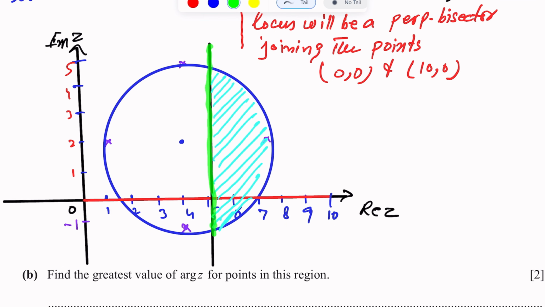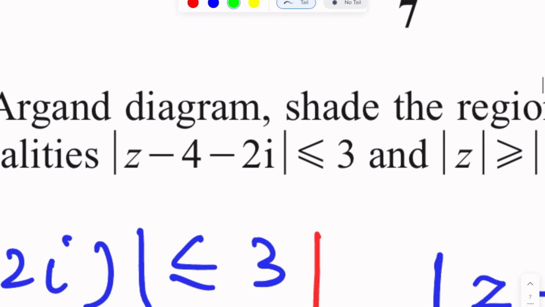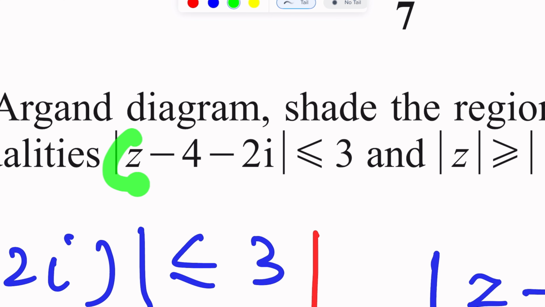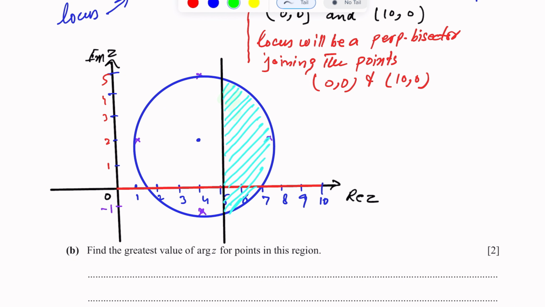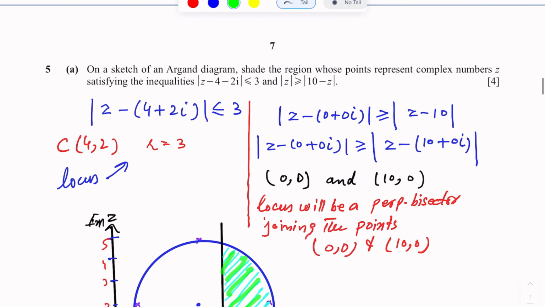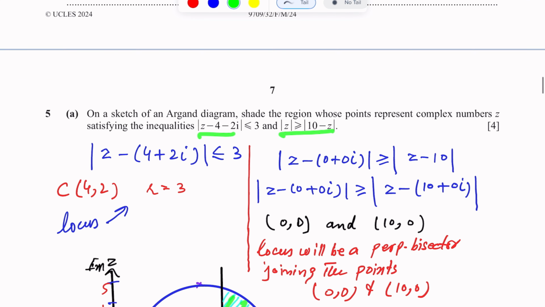The right side of this line and inside of the circle. So this shaded region shows that Z, the general complex number, can lie anywhere in this shaded region. Z will lie anywhere in this shaded region. So this is a shaded region that satisfies these two inequalities.